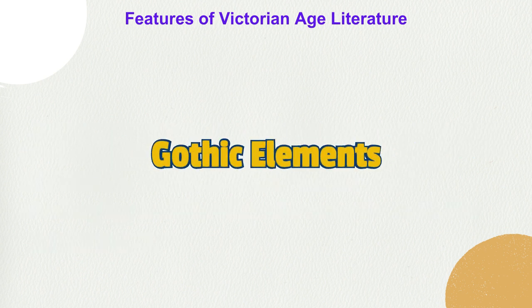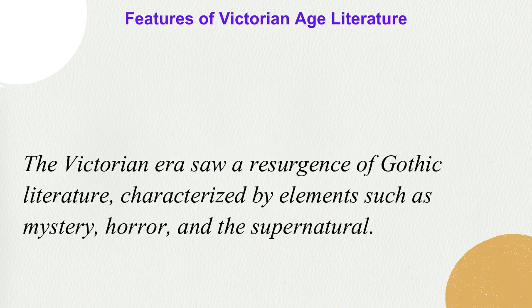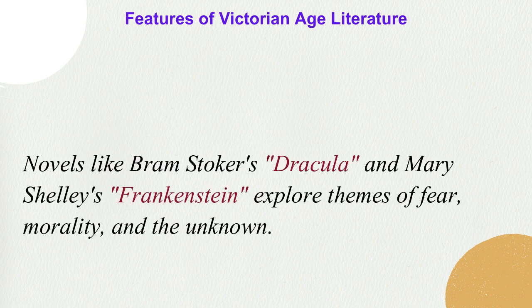Gothic elements. The Victorian era saw a resurgence of Gothic literature, characterized by elements such as mystery, horror, and the supernatural. Novels like Bram Stoker's Dracula and Mary Shelley's Frankenstein explore themes of fear, morality, and the unknown.